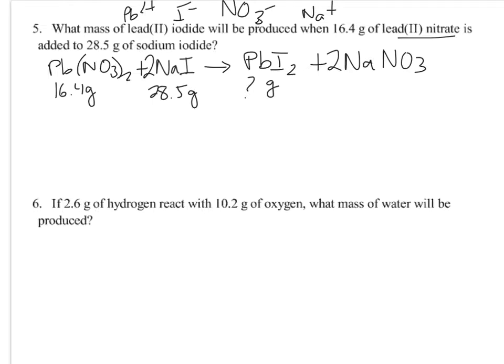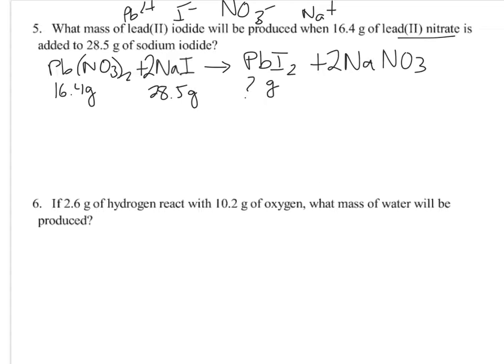Now, the problem is usually you're given only one number for the reactants. So you use that, you start with that reactant, and you solve for the product. In this case, you're given two numbers. You're given the two reactants. So which one do you use? And does it matter? Well, let me ask you this.